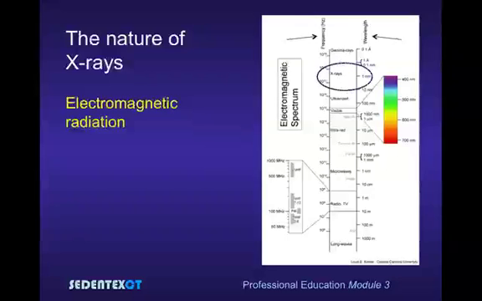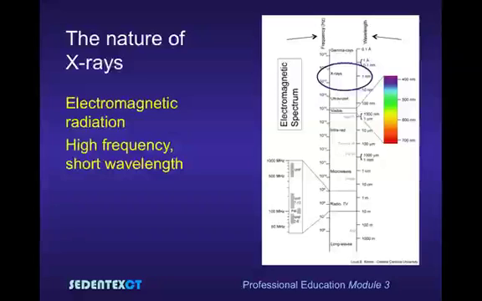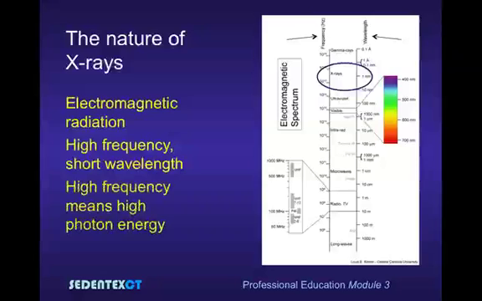X-rays can be seen up at the top of this spectrum, and here the radiation is high frequency and short wavelength. Just above X-rays you'll see gamma rays, and although here there is a difference in frequency shown, in fact there is very little difference between these two forms of radiation. Gamma rays are simply naturally occurring, X-rays are man-made. At this high frequency end of the spectrum, it's important to understand that high frequency means a large amount of energy is contained within the X-ray photons.